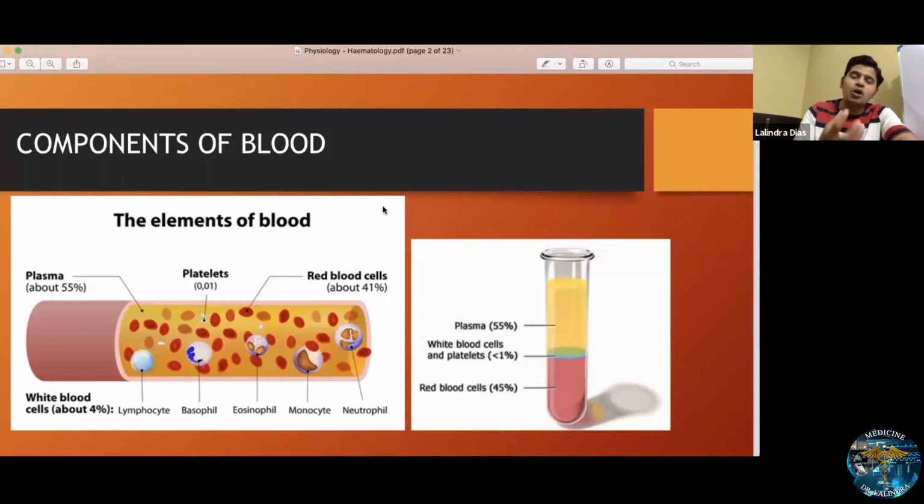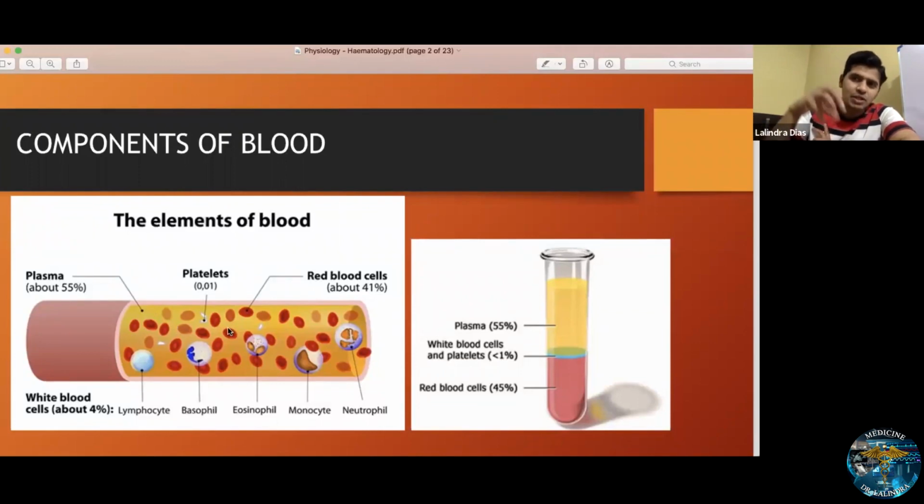In this plasma, our fluid component, you also have embedded cells in it. So we have plasma and also cells in it. If you take 100 ml of blood, 55% of that is plasma. What is the color of plasma? When you spin a sample of blood collected in a tube in a spinning chamber, you can see plasma will be straw colored, yellow colored. So 55% of your blood will be plasma.